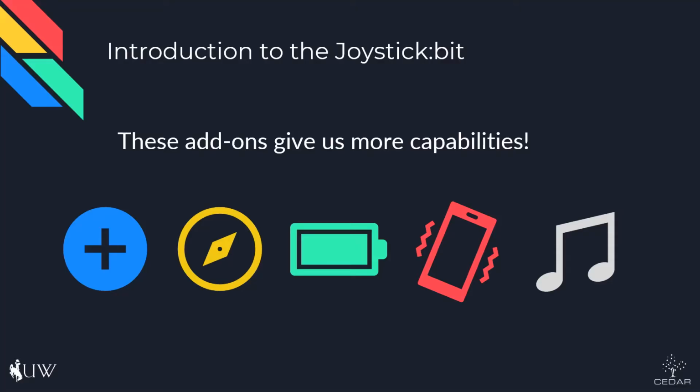The joystick bit is an expansion board for the microbit. It has a joystick, 4 buttons, a vibration motor, a buzzer/speaker, and an on-off switch on the top, which works when you've got your batteries in the back. These add-ons on the joystick bit give us way more capabilities than we had with just the microbit.